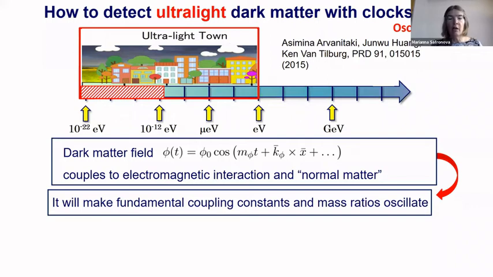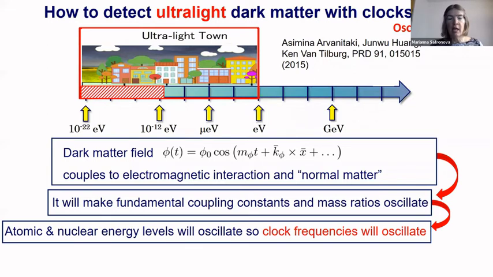How would we see it? Well, if fundamental constants oscillate, if mass ratios oscillate, then the energy levels, which all depend on the Rydberg constant, would also oscillate in atoms. And therefore the frequencies of all your clocks, atomic clocks, molecular clocks, nuclear clocks, because a clock is essentially just the difference between two energy levels, will also oscillate.